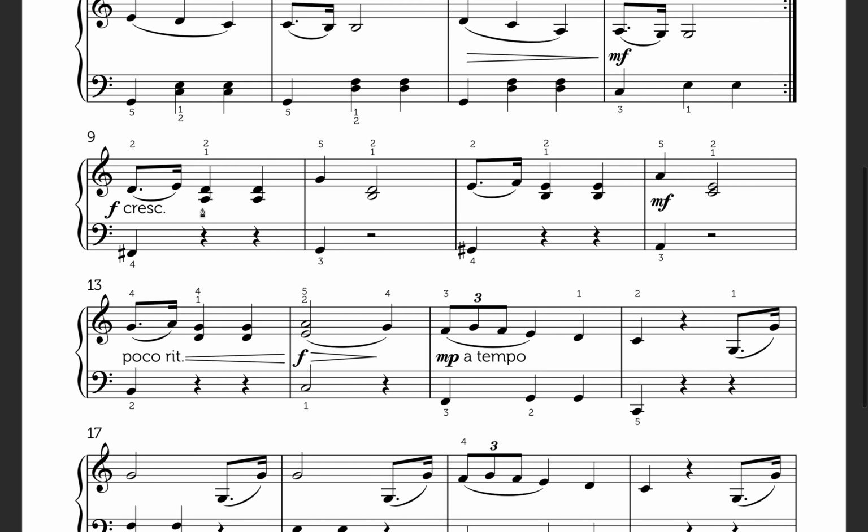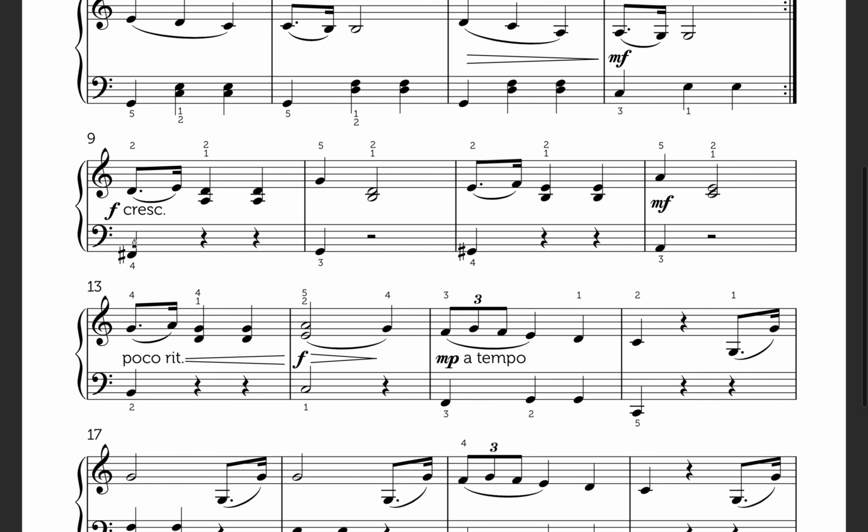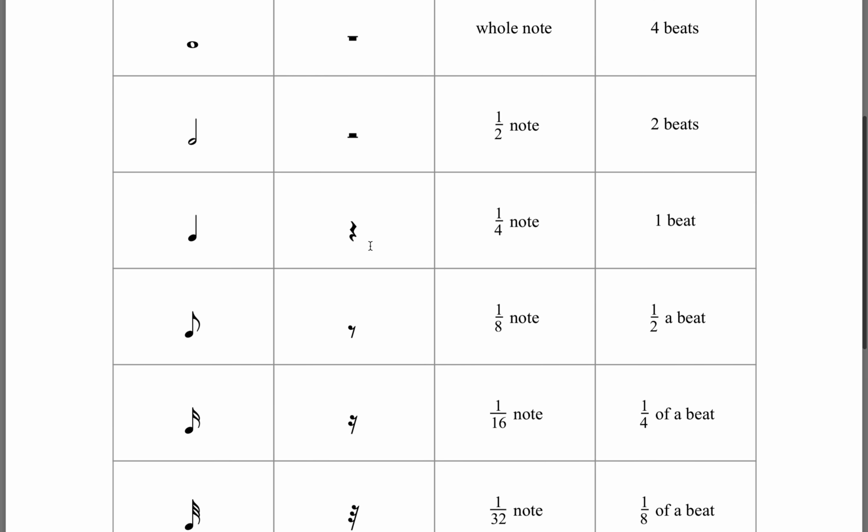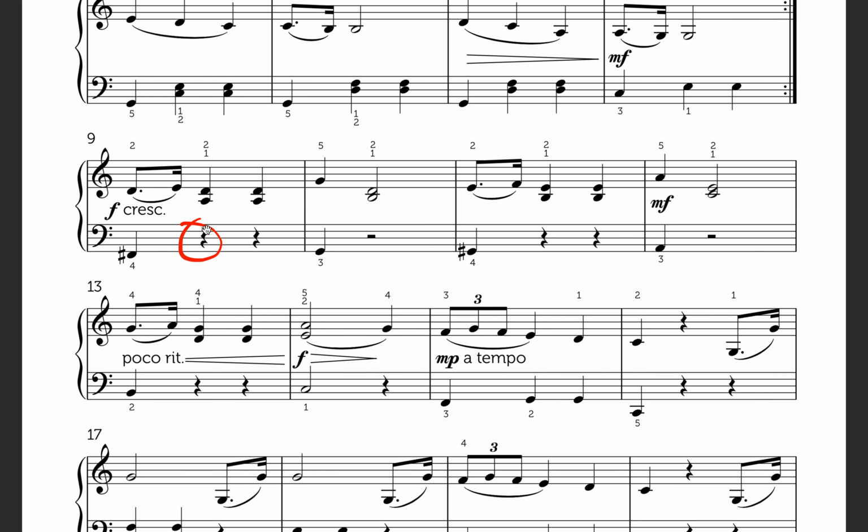So here in bar 9, we have a quarter note followed by 2 of these symbols. And these correspond to quarter note chords in the right hand. So we'd assume that this is a quarter note rest. And indeed, if we double check that in the note length chart, we can see that that is the case. This weird squiggly symbol is a quarter note rest. There we go, quarter note in the third column there. So that corresponds to a quarter note in the right hand.